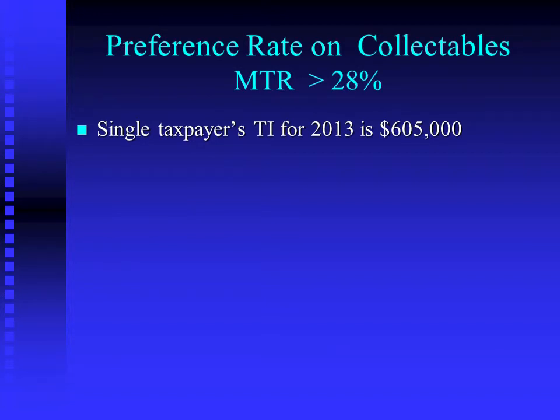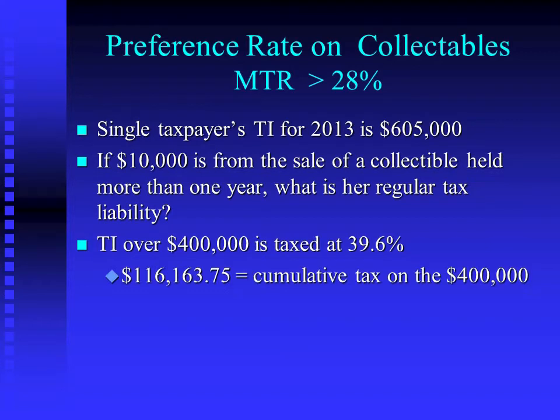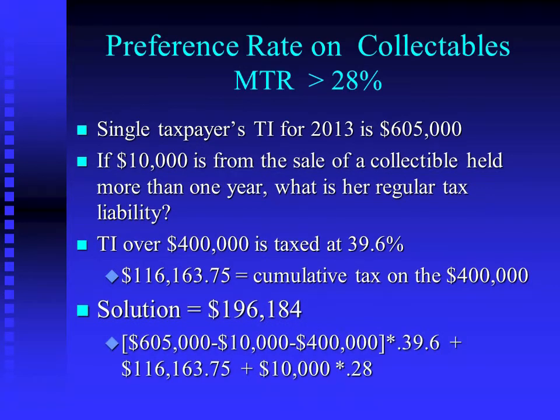Same facts as earlier. Here's our income. 10,000 from the sale of collectibles. Taxable income over 400,000 is taxed at 39%, and there's the cumulative for you again. So calculate what the total tax would be if that carved out 10,000 is multiplied by 28% instead of 20%. And there's your answer, and there's your math.